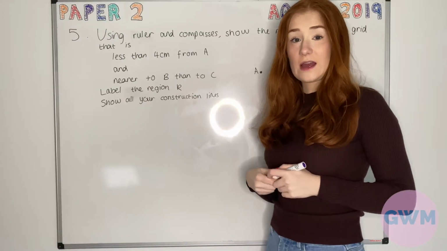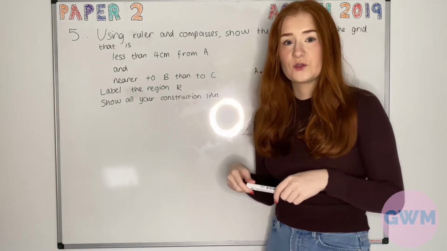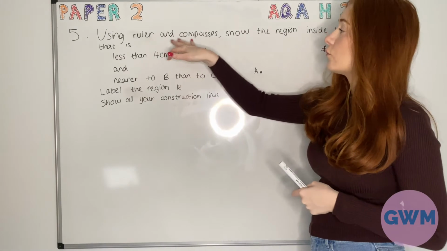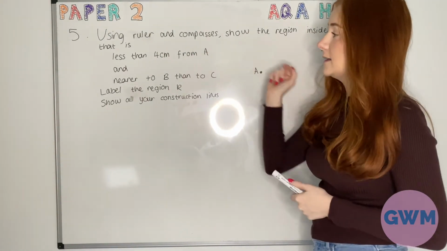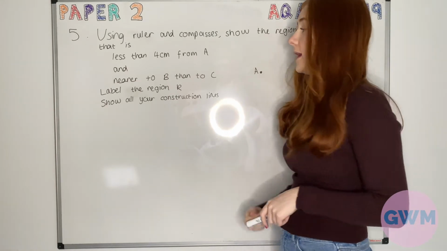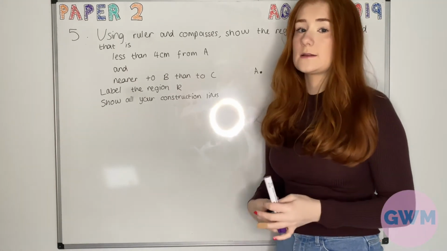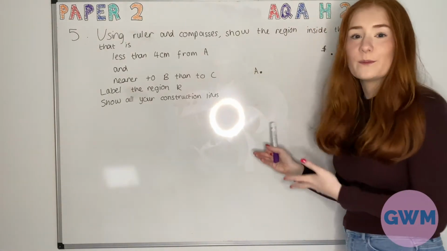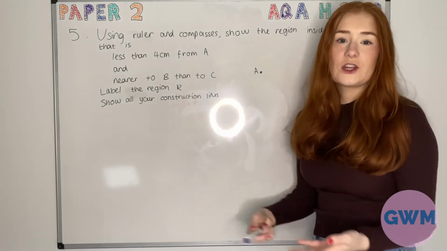Moving on to question 5, it's one of the first multiple markers. It's no longer a one marker with multiple choice. And it says, using ruler and compasses, show that the region inside the grid that is less than 4 centimetres from A and nearer to B than C, label the region R and show your construction lines. Okay, so obviously I don't have a compass to show you on here, but I'll explain to you what you would do and I'll draw the kind of shapes you should be making.